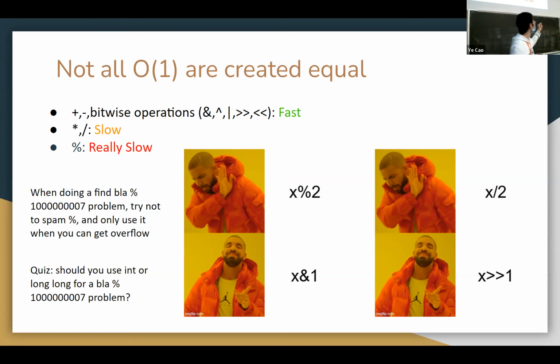Back to the slide. So two quick tricks about bitwise operations. When you want to judge if x is an even or odd number, instead of doing the modulo 2 operation, you can simply bitwise AND it with 1, and it will return exactly the same answer as modulo 2. When we want to divide an integer by 2, instead of doing the normal division, you can just bit shift it right by 1 digit, and it will return exactly the same answer as dividing by 2.